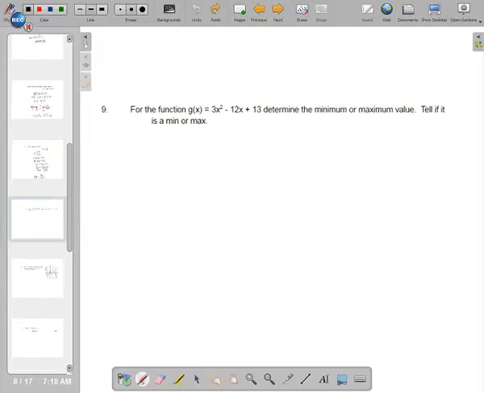Alright, determine if it's a maximum or minimum. So one thing you could do is just graph this thing. You got your graphing calculator. It's going to look something like this. And what I'm going to do is figure out where the vertex is. It's so easy to do, though, in my head.